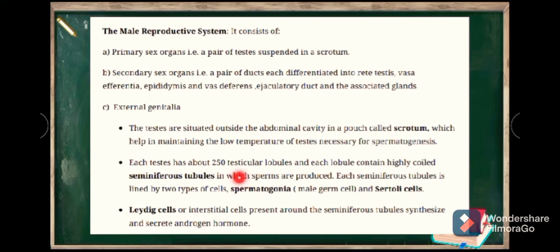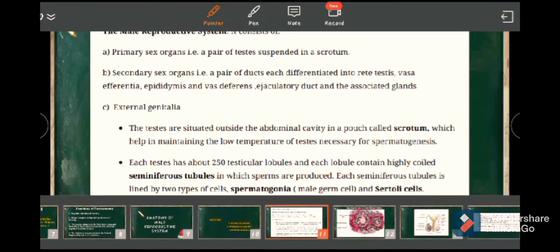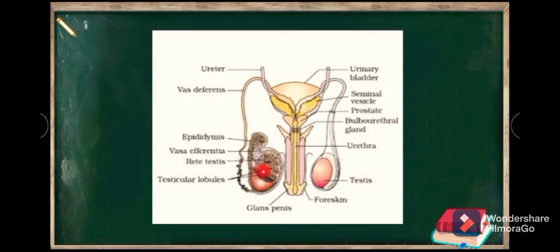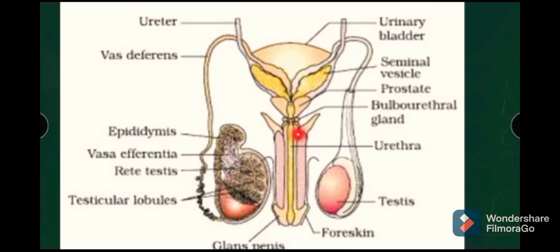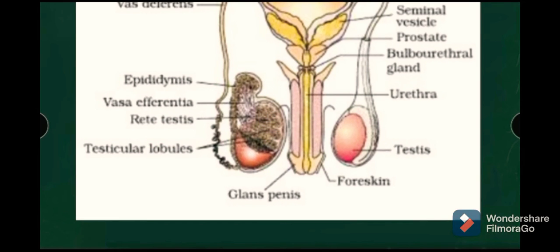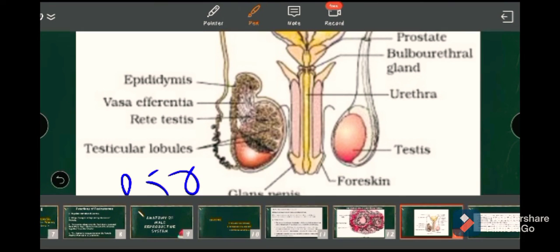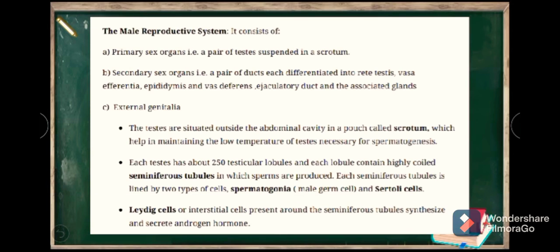Each testis has 250 testicular lobules, and each lobule contains highly coiled seminiferous tubules in which sperms are produced. Inside the testes, you will find very small testicular lobules. How many total lobules are present? 250. This is a very important thing to be noted, students. These lobules are responsible for the production of sperms, and inside these lobules, highly coiled seminiferous tubules are present.